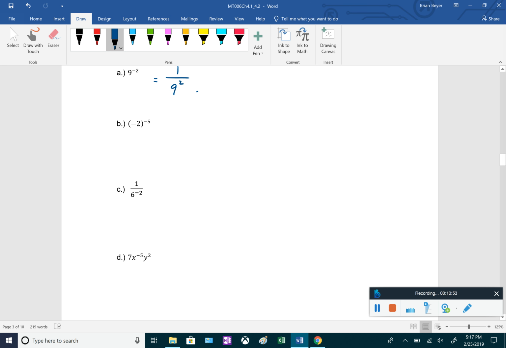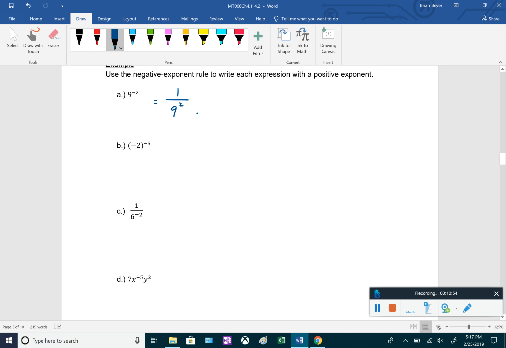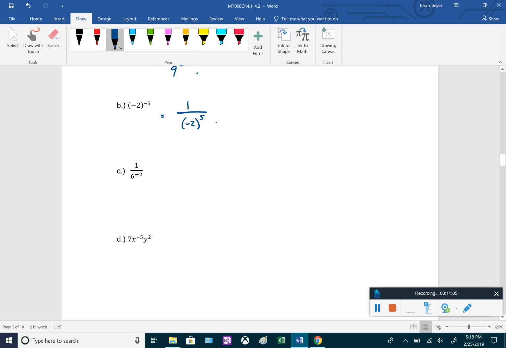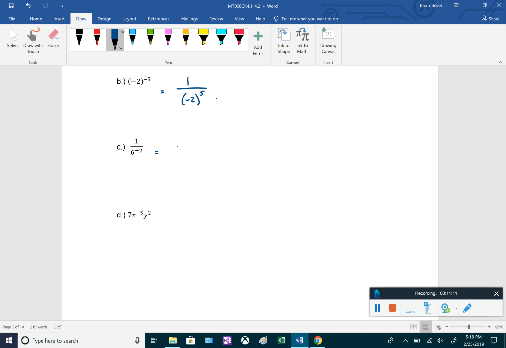Next one, we have negative 2 to the negative 5. So once again, negative exponent. So it's going to be 1 over negative 2 to the positive 5. Just going to leave it just like that. Next one, 1 over 6 to the negative 2. So in order to make this positive, we're going to plop it in the numerator and make it a positive 2.